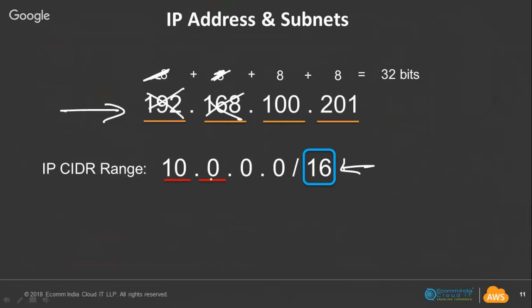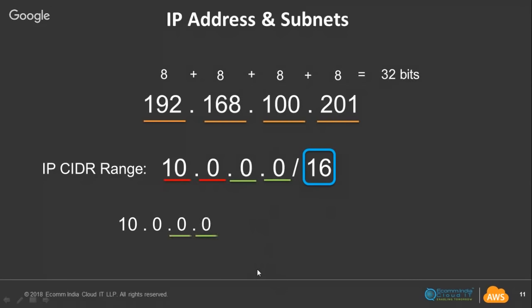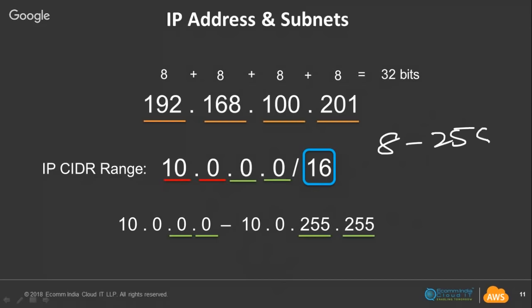What this 16 notates is that the first 16 bits of the IP address are not going to change in the IP range. Because when you write a CIDR range, you're not specifying a single IP, you're specifying a whole range of IP addresses. When I say /16, the actual range is going to be 10.0.0.0 up to 10.0.255.255. The reason it stops at 255 is because the largest number you can represent with 8 bits is 255. If you need to represent 256, you need 9 bits. Each octet can only use a maximum of 8 bits, which is why an IP address octet has a maximum of 255.